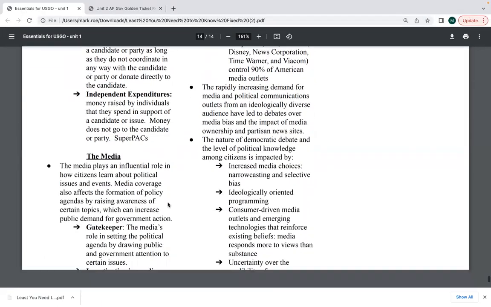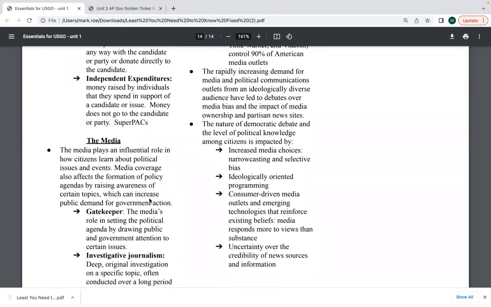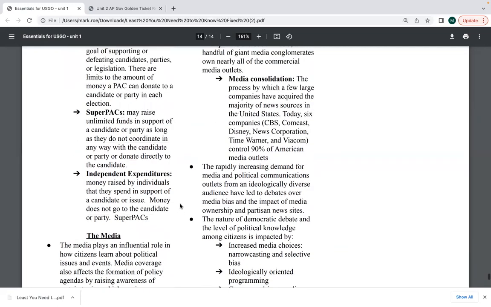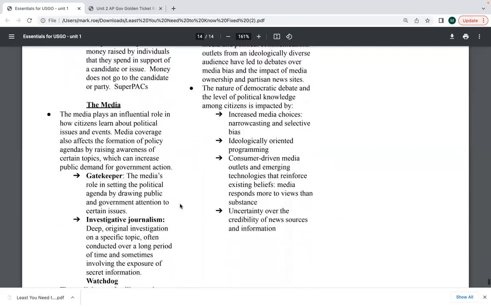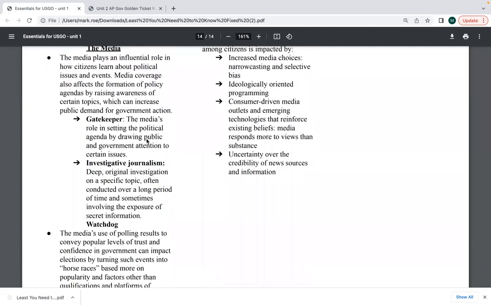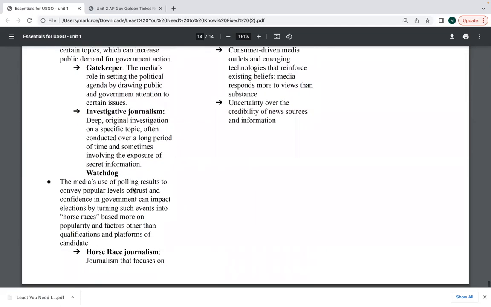I'm kind of trying to wrap up here the last 2 minutes. A little bit about the media. Again, the media has become, I mean, there are only a couple of big media companies anymore that own all the news. And so we can talk about media consolidation. But the big ones to know are the gatekeeper, drawing attention to certain governmental issues, and then the idea of horse race journalism, that the media has become obsessed with sharing polling results and trying to give people an idea of who might win elections, right?